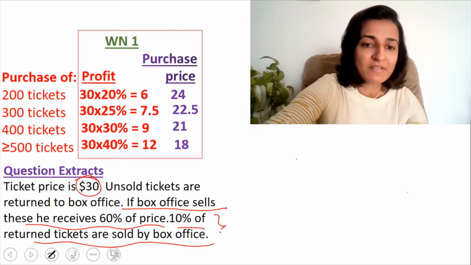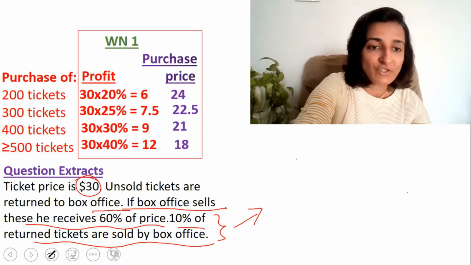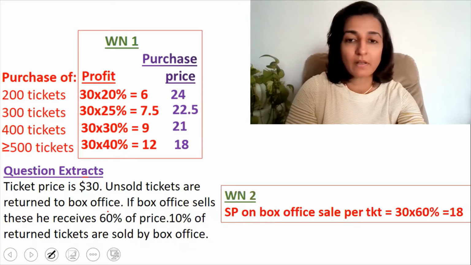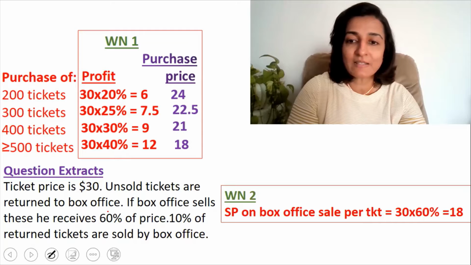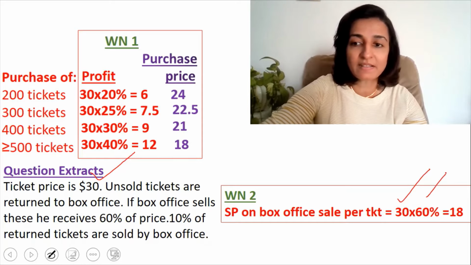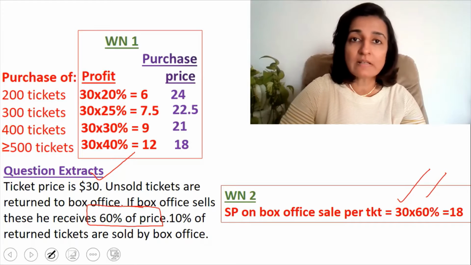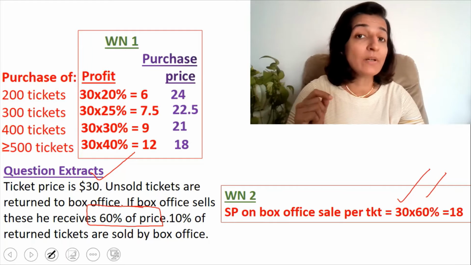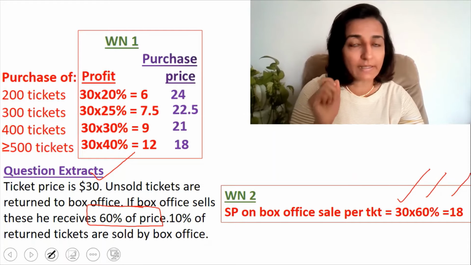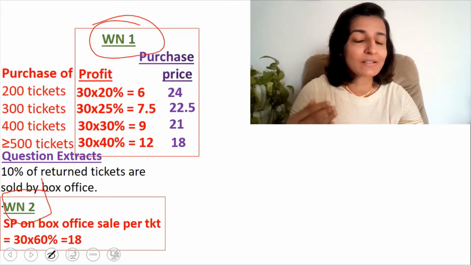Now we know that 10% of the returned tickets are sold by the box office, for which the ticket agent gets 60% of the price. So let's make a working note for that. Selling price on box office sales per ticket, it is $30, which is the normal selling price, multiplied by 60%, which is the percentage that the box office gives. So for all the returned tickets, which the box office is able to sell, the ticket agent will get $18 per ticket.